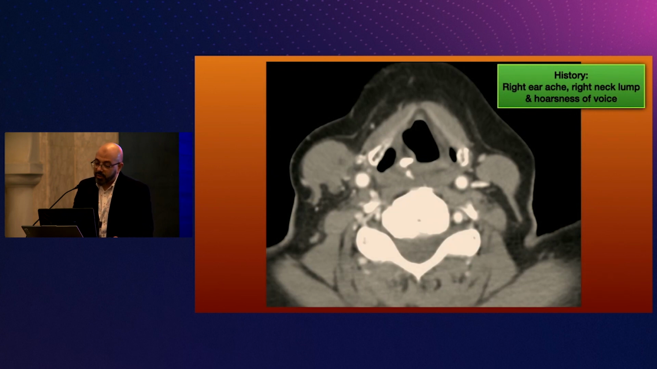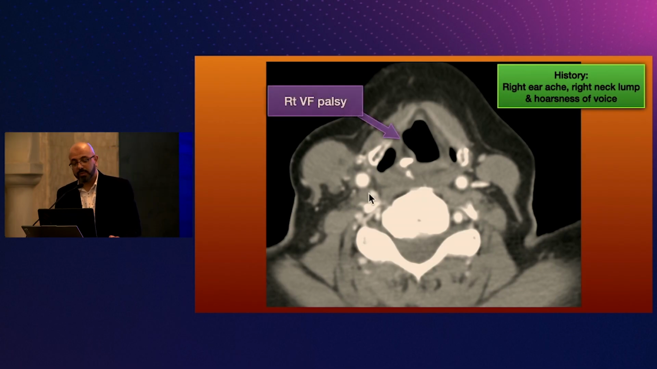Another patient with right earache, right neck lump, and hoarseness of voice. And here you can see the signs of vocal cord palsy. These are secondary signs. It's way beyond the scope of this lecture, but just briefly, this is what we call the sail sign, and dilatation in the piriform fossa as well. These are all signs of vocal cord palsy on the right-hand side. So what's the cause of that?